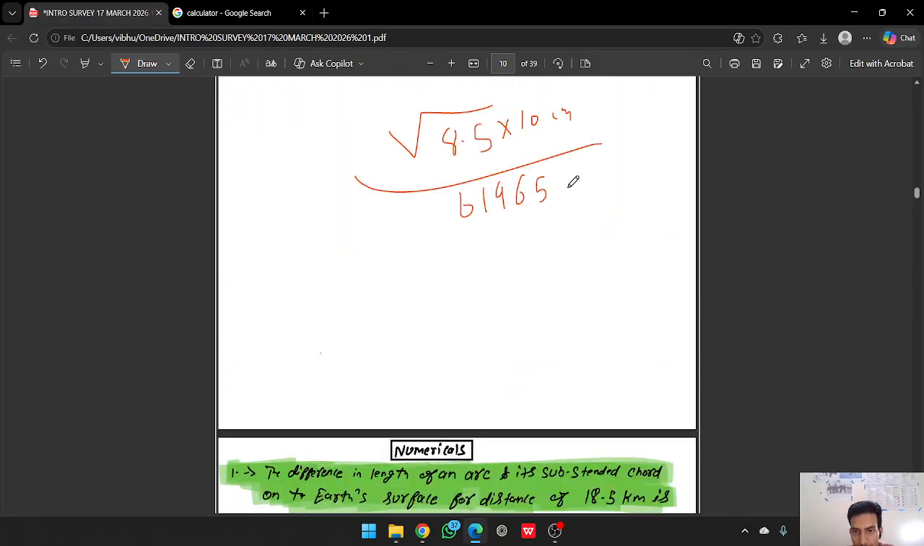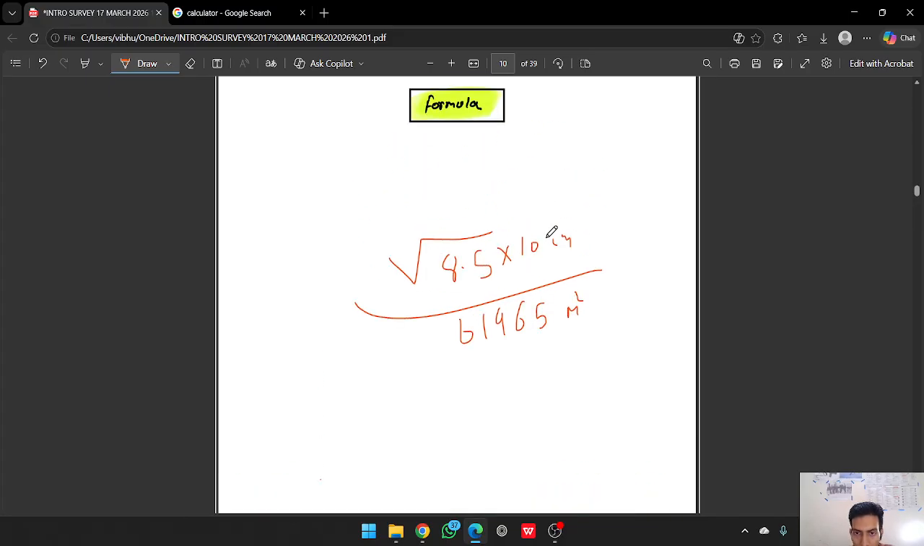Okay, here is a meter square. What meter square? If we convert into centimeter, then we will multiply by 10^4, okay, then this comes to centimeter square. Now this is eliminated.